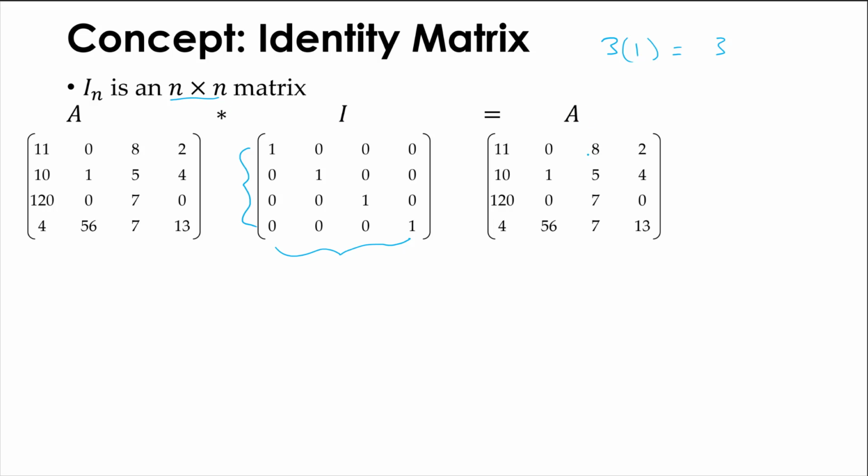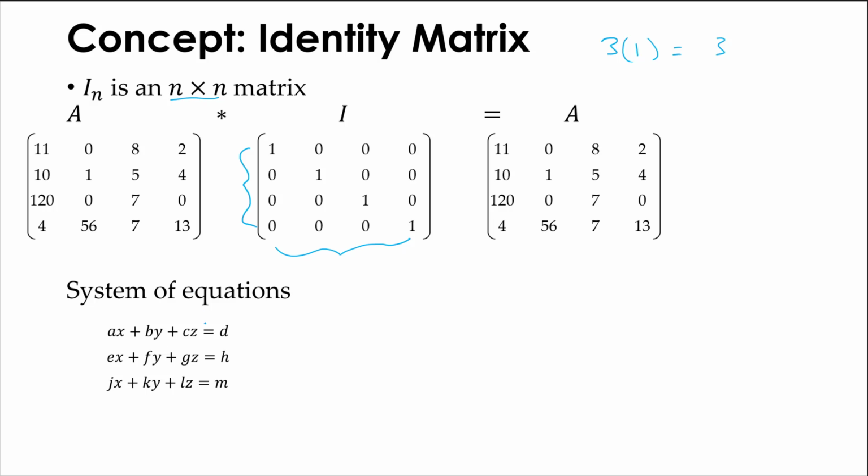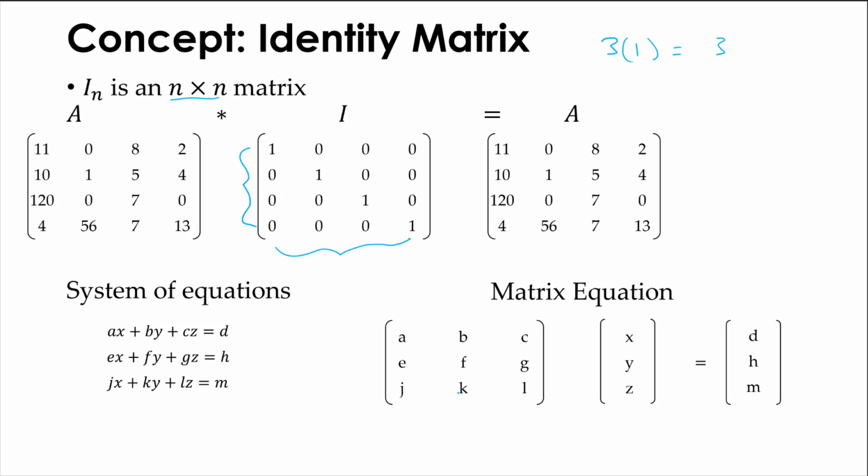Where this comes in handy is with our systems of equations that we saw last lesson. If we're given a system like this, we can write it as a matrix equation. Here I have my coefficients matrix, my variable matrix, and my constants matrix. What we did when we put this into an augmented matrix was turn the whole coefficients matrix into this identity matrix, which looks like our reduced row echelon form.